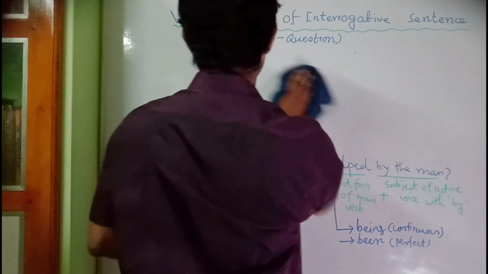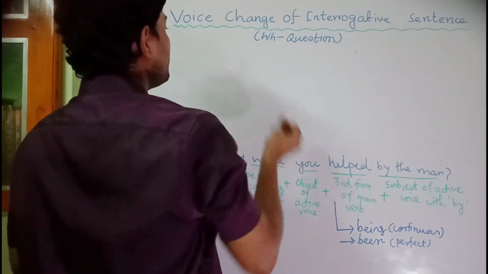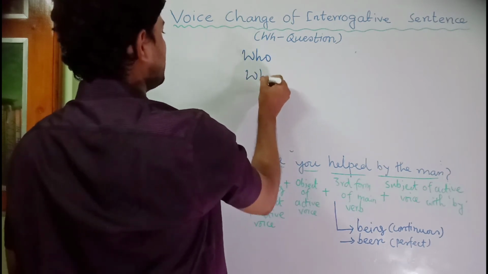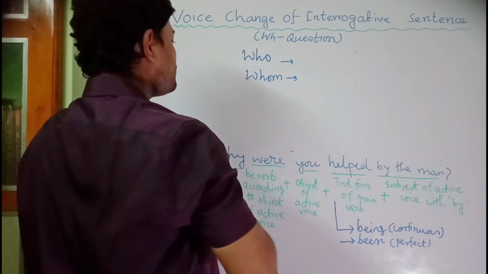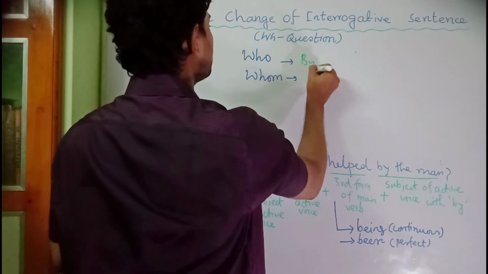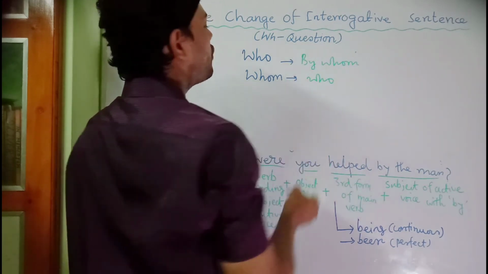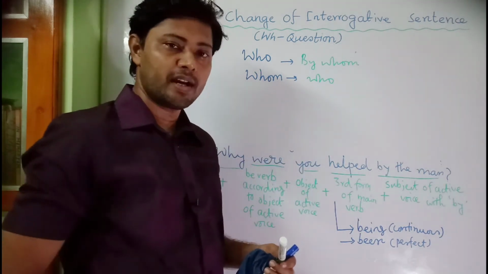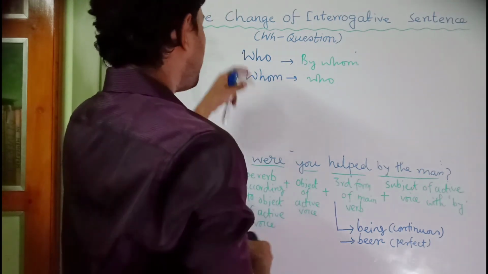The two exceptions are, whenever you find who and whom. For these two words, who and whom, who will be changed into by whom and whom will be changed into who. These are two exceptions. Okay. So now let me explain a sentence with who.